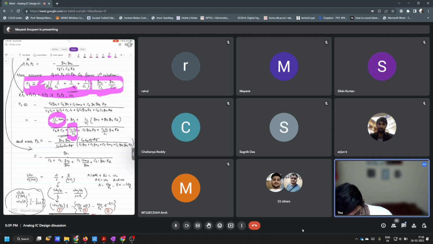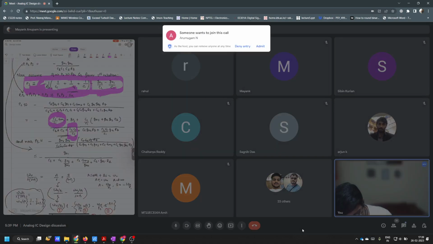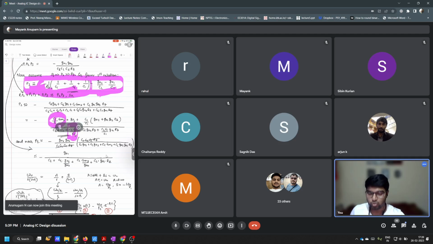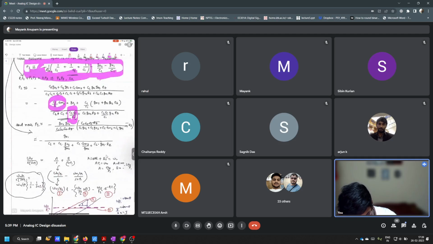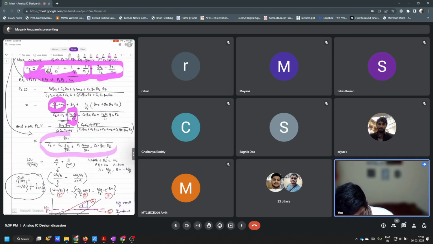And when only these two terms stand out, you can see that Cc and C1 cancel, and you will get p2 is equal to gm2 by CL here also. So pole p2 is also fine. Now pole p1 comes out to be what? This is the expression of pole p1.